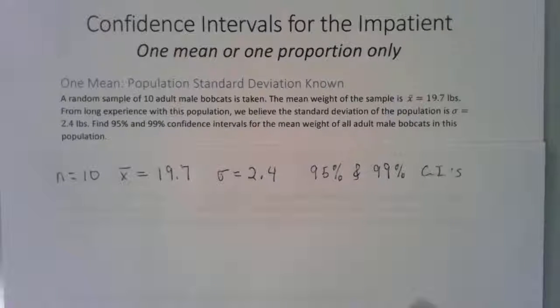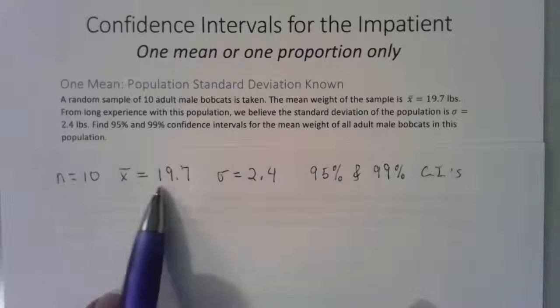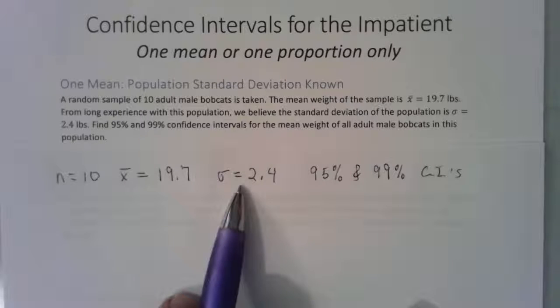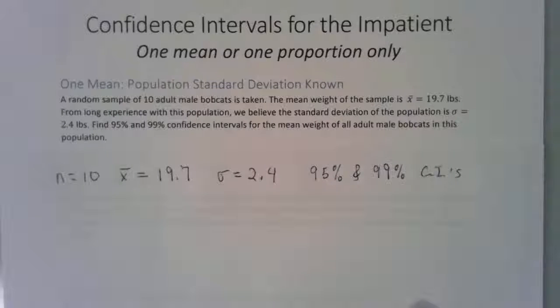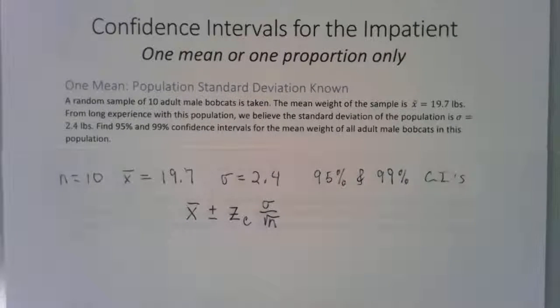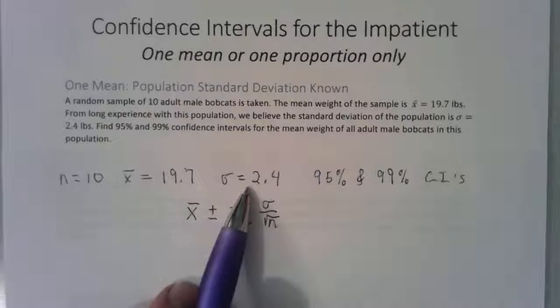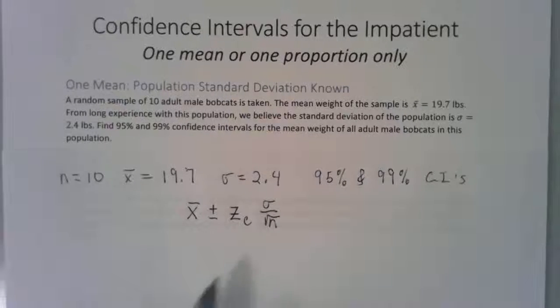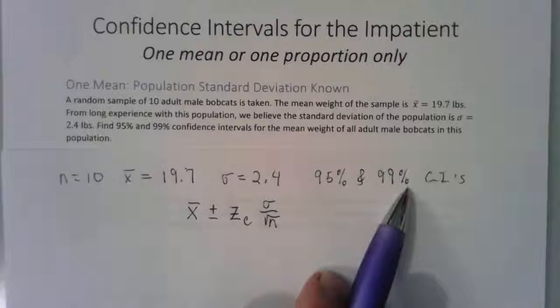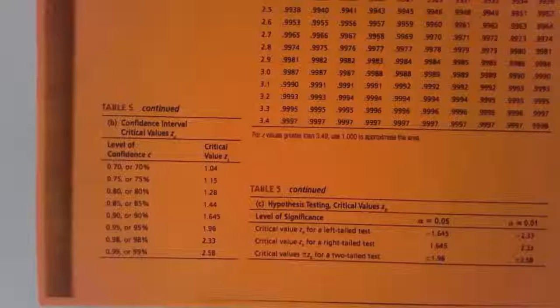Now, when we're trying to work efficiently, the first thing we want to do is summarize the information that we have. Sample size is 10, sample mean 19.7, population standard deviation is 2.4. We need 95 and 99% confidence intervals. The formula for confidence intervals is always this. Or at least, it's always this when what we know is the sample mean, the sample size, and the population standard deviation. The difference between the 95 and the 99% confidence intervals is going to come in right here when we compute the critical z-value.